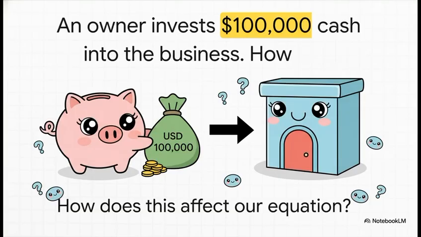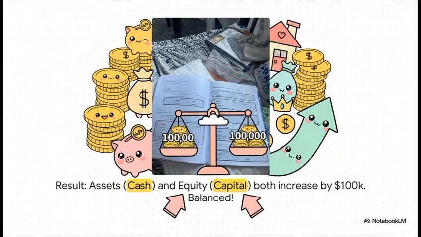First thing that happens, the owner has to put in some cash to get things started, right? So let's say they invest $100,000 in cash. What does that do to our equation? Check it out. The business now has $100,000 more in cash. Cash is an asset, so the asset side goes up.